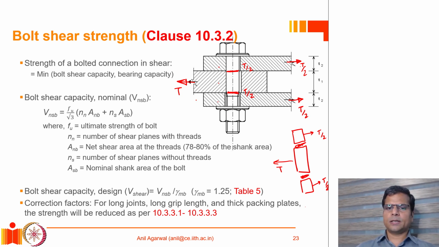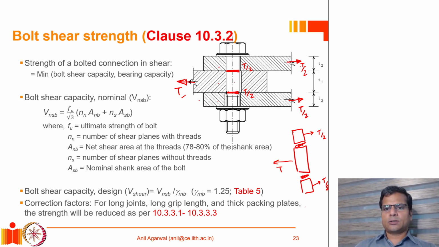So in a sense, if the total force demand is T, that force demand has to be met by all the interfaces, all the shear planes which are helping resist that force, right? So what we can do is calculate the capacity of one shear plane, second shear plane, and all of them, and add them together. That should give us the strength of the bolt in shear, correct? That is the force that this bolt can resist in shear.